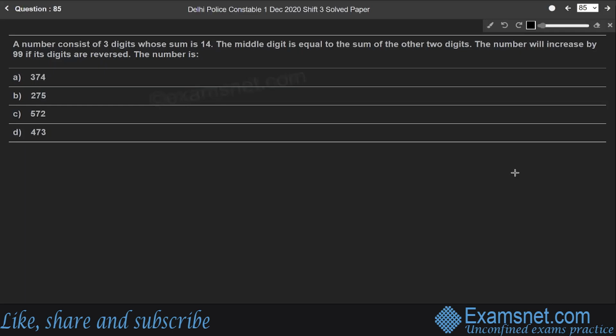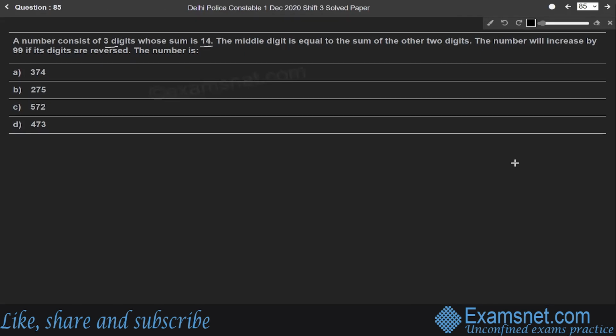Question 85. A number consists of 3 digits whose sum is 14. The middle digit is equal to the sum of the other 2 digits. The number will increase by 99 if its digits are reversed. Then the number is? So here the number consists of 3 digits. Let X, Y and Z be the 3 digits, whose sum is 14.